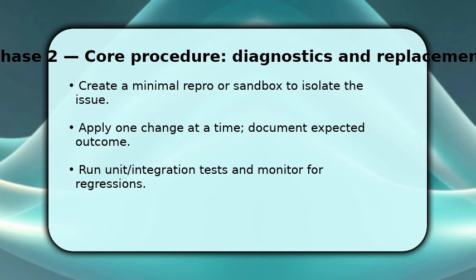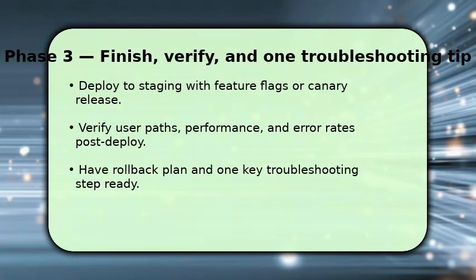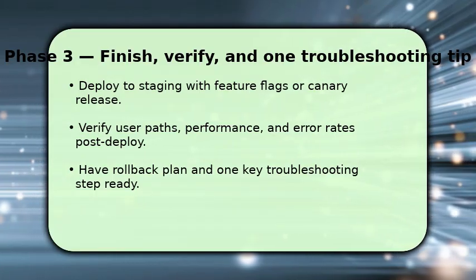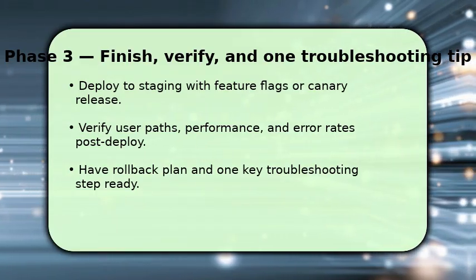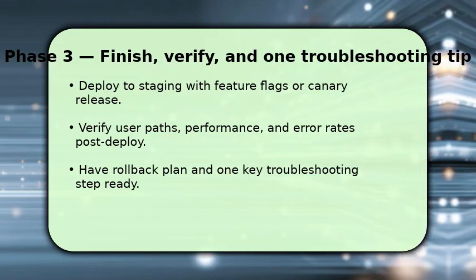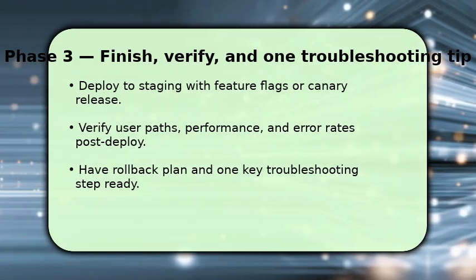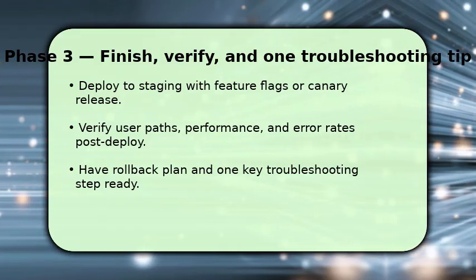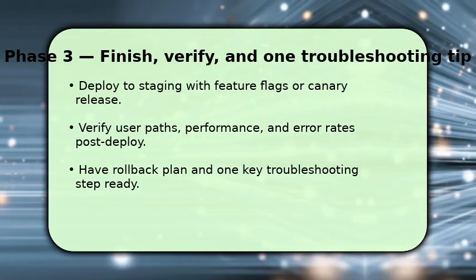You deploy the validated fix cautiously. Use staging, feature flags, or a canary rollout so change scope is limited. Then verify critical user paths, performance metrics, and error rates. Monitor logs and alerts for new anomalies. Once stable, promote to production but keep a rollback plan ready because immediate issues can surface.